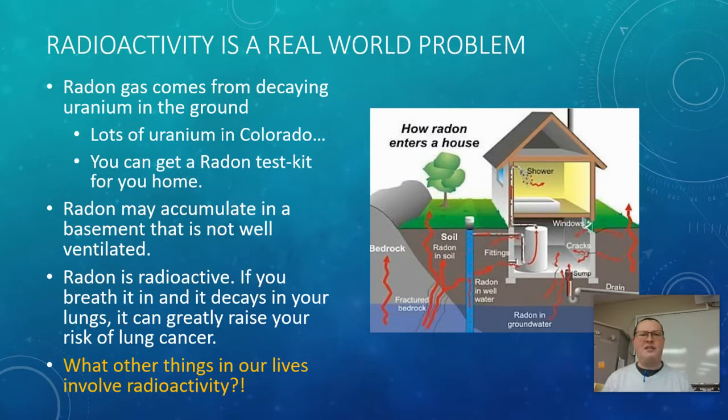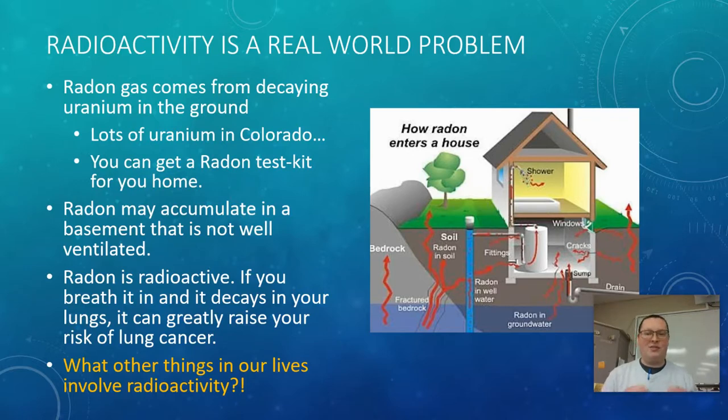Okay, so radioactivity is a real-world problem, not always a problem, and that's what we're going to talk about next. One place that radioactivity is a huge problem, especially in Colorado, is from radon gas. Radon gas comes from decaying uranium in the ground. We have a lot of uranium underneath us in Colorado, not necessarily in big concentrated deposits that are good enough to mine, say in case we wanted to get uranium for nuclear power plants, but there is a lot of uranium scattered throughout the ground in Colorado, and as that uranium decays, one thing that it turns into is radon. Radon's a big problem because it's a gas.